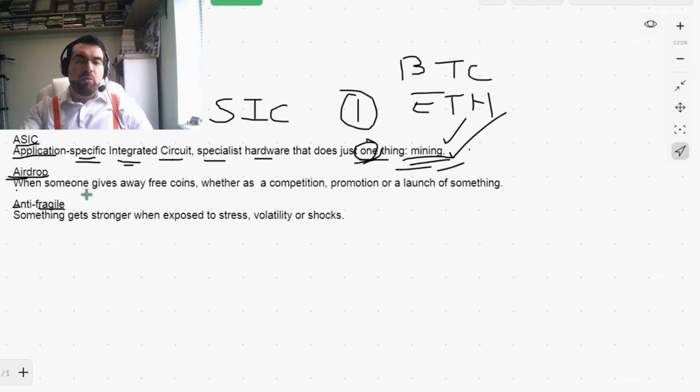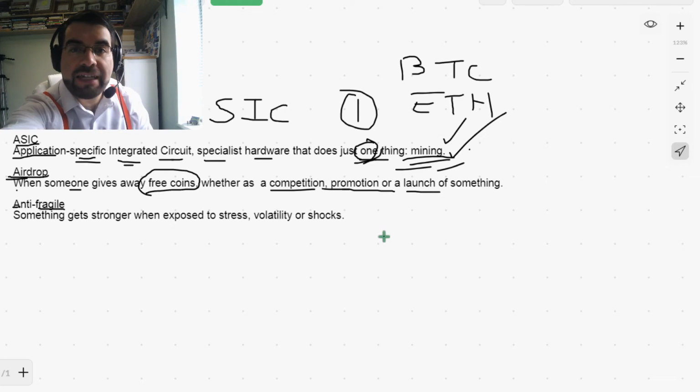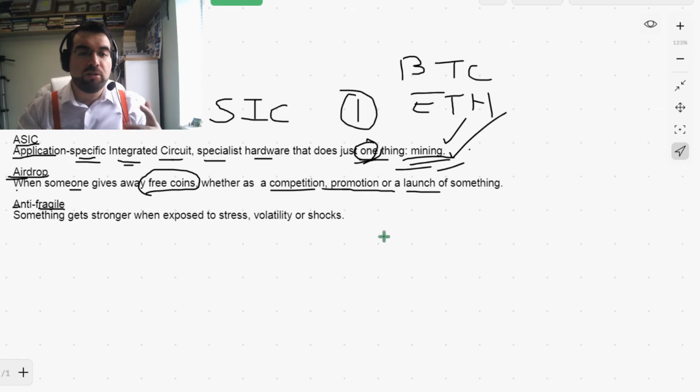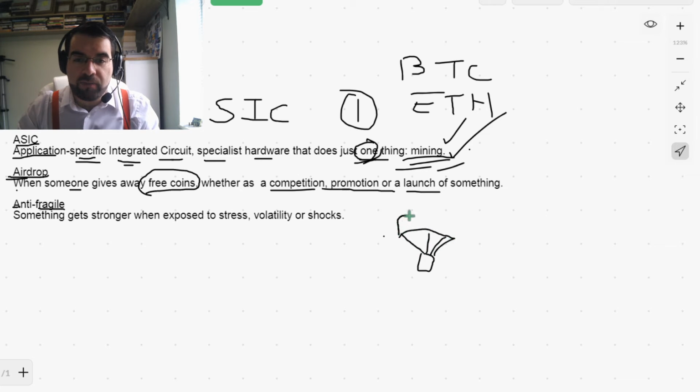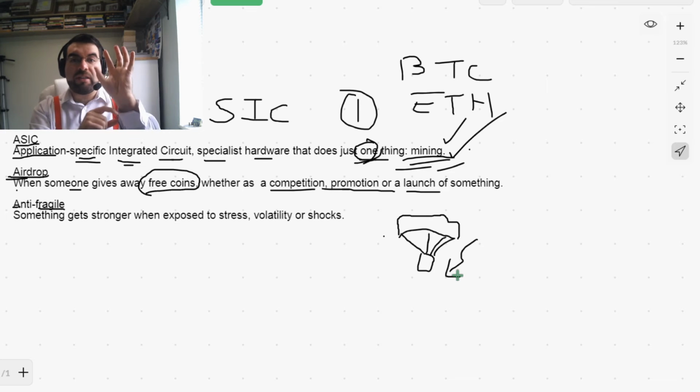Airdrop, however, is when someone gives away free coins, such as an exchange, whether it's a competition, promotion, or a launch of something. So there's an exchange, and they've recently listed a new coin on the exchange, for example. And to get momentum, to get attention, to get people's interest, they'll do an airdrop. A little airdrop here, so here's a little parachute. So here it is going down, so airdrop. There's a little coin in a box with a parachute going down.